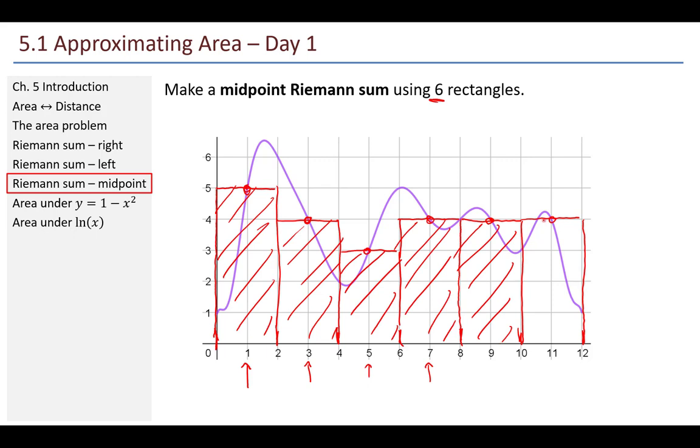All right, so the midpoint Riemann sum ends up giving us a total area of 48. Again, kind of similar to the others, and it's all just an approximation. People often like the midpoint Riemann sum because each rectangle gives a little bit of an over approximation and under approximation. Part of it lies over the curve and part of it lies under the curve. So in general, it makes a pretty decent approximation.